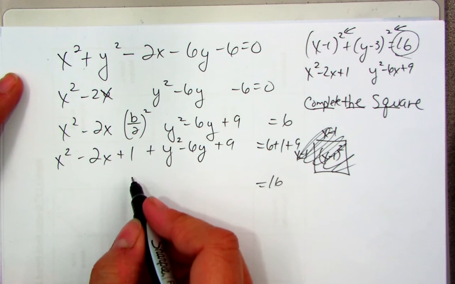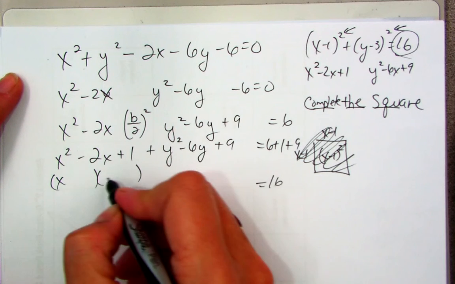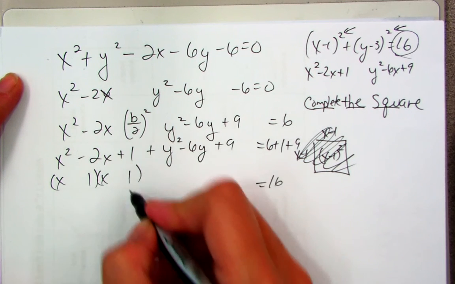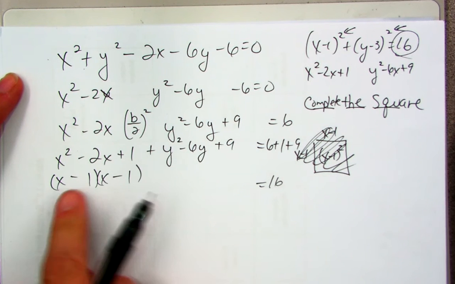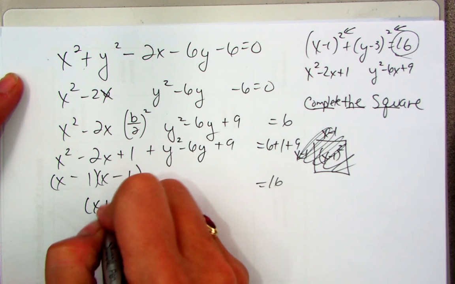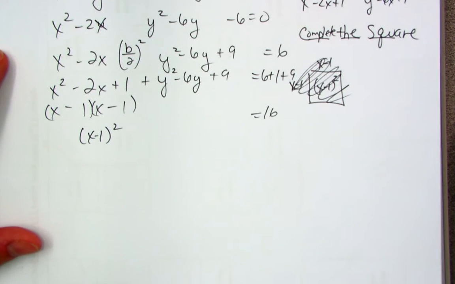Now I have to go and factor this. Well, just in case we forgot, let's do some old school factoring. The only way to get a 1 is with 1, but I need to be able to add those two up to get negative, so it's negative. Oh, they're identical, so I'm allowed to write it like that.